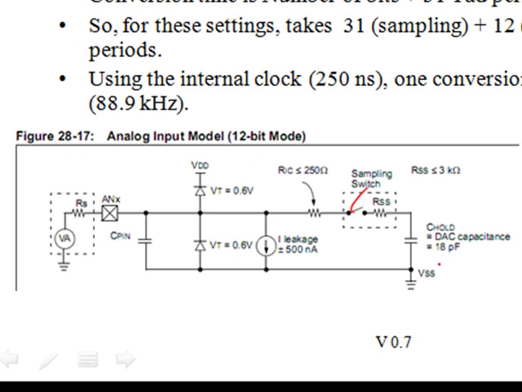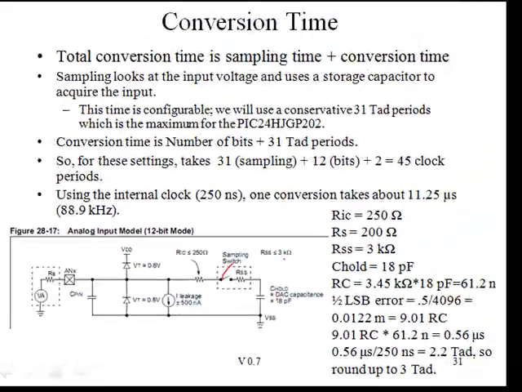In our code examples, we're going to use 31 clocks to sample this input voltage, to charge up this holding capacitance. That's the maximum allowable. And then we're going to use 12 clocks to do the conversion, assuming 1 clock per bit for a 12-bit conversion. On the PIC24, there are also 2 extra overhead clocks required. So a total conversion for a 12-bit conversion will take 45 clocks.